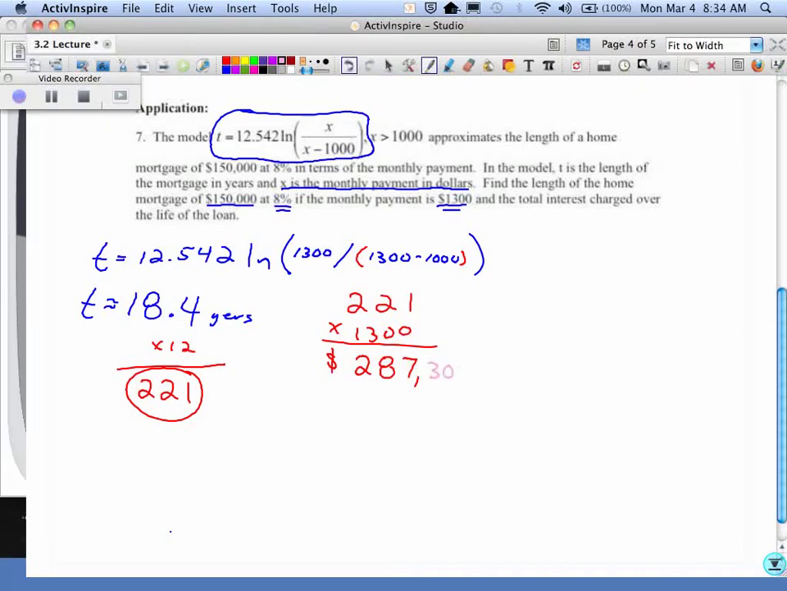Okay. But the point was they borrowed $150,000 from the bank, right? So once you've paid that back, you paid back $150,000. What's left over? 137,000. That's just interest, folks.